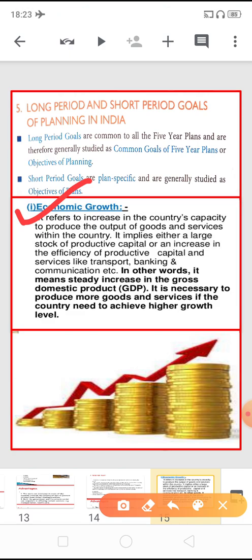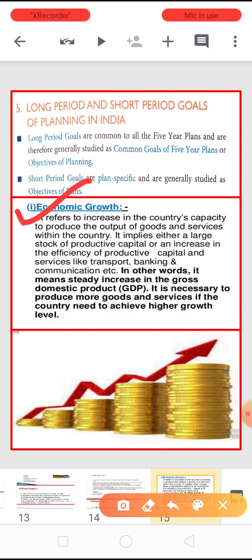So growth refers to an increase in the country's capacity to produce output of goods and services within the economy, and growth implies either a larger stock of productive capital or a larger size of supporting services like transport and banking, or an increase in the efficiency of productive capital and services. A good indicator of economic growth in the language of economics is a steady increase in the gross domestic product.